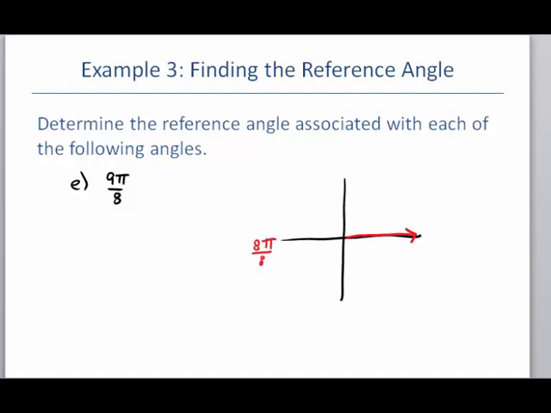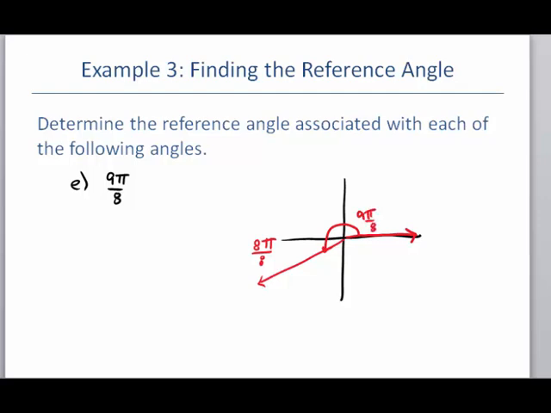And so if that is 8 pi over 8 and our angle is 9 pi over 8, we know that we're basically just a little bit further along. Now, I don't know exactly where that angle is, but I do know that it's not far from the 8 pi over 8. So I'm going to go ahead and just estimate that this is 9 pi over 8.